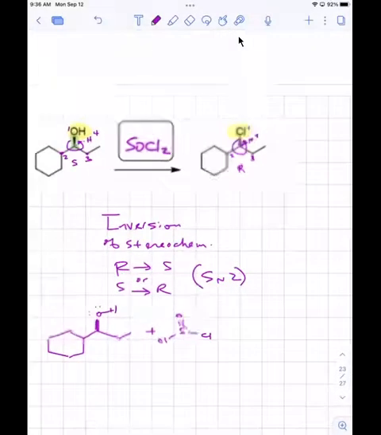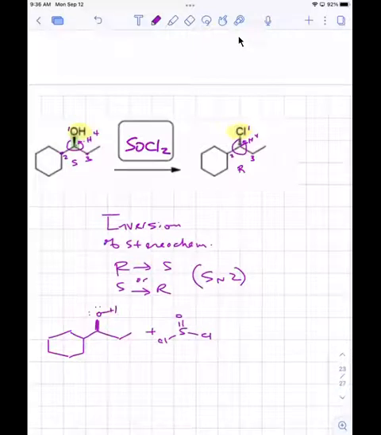All right, what's the first step? The only reason I'm doing this is because I want to show you why the stereochemistry is inverted. That's it. All right, so what's the first step?